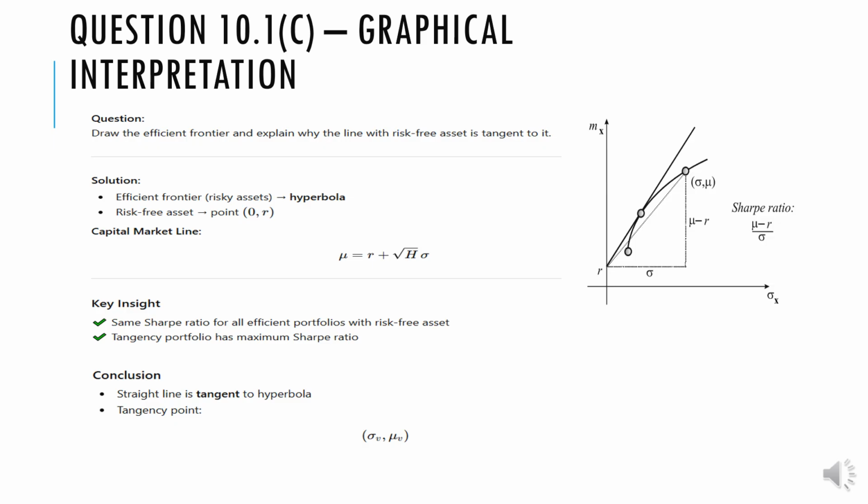This line is called the capital market line. The slope of this line is the Sharpe ratio, which we already showed is equal to square root of h. Since the tangency portfolio has the highest Sharpe ratio, this line must touch the hyperbola at a point. That point is the tangency portfolio. So geometrically, the capital market line is tangent to the efficient frontier.